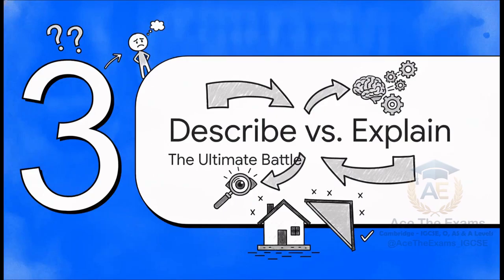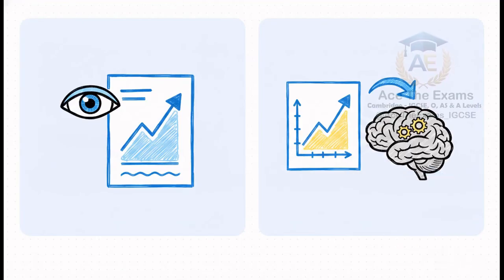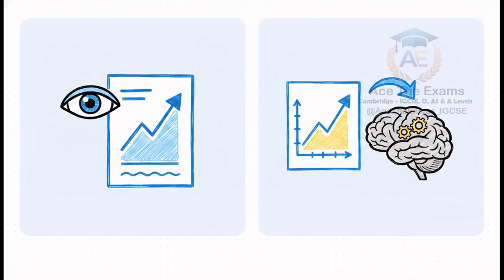Section 3. Describe versus explain. This is where we see the biggest transformations. Okay, pay attention, because this is arguably the single biggest pitfall in physics exams.